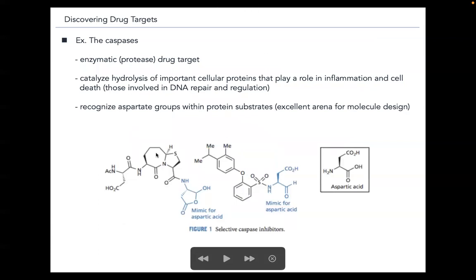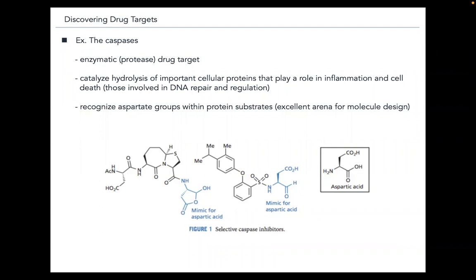Right. So the caspases are a really great example to begin with and get into this discussion. So there's an enzymatic protease drug target. Proteases typically cleave amide bonds, and we talked about that a little bit before. They catalyze the hydrolysis of important cellular proteins that play a role in inflammation and cell death, including those involved in DNA repair and regulation. So they're really these enzymes that are capable of just tearing apart proteins. I think that's really powerful if you think about that on a molecular level.